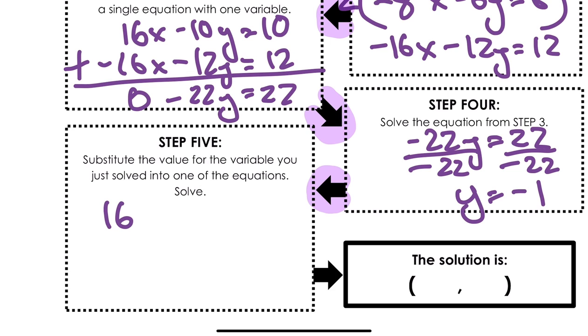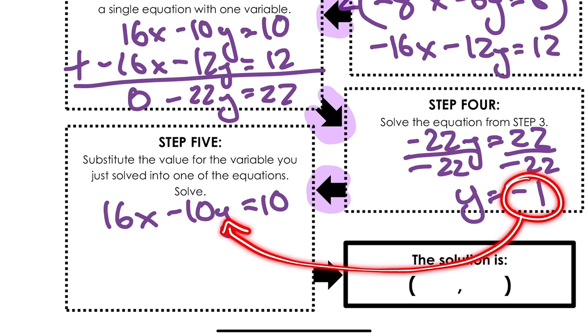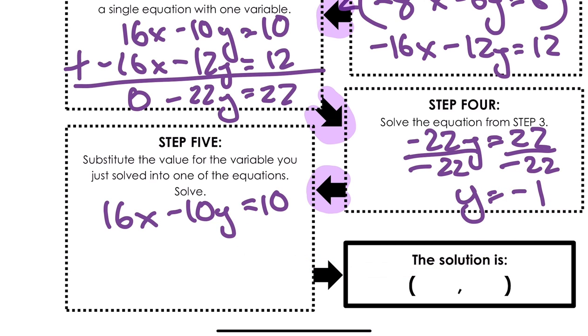So I'm going to rewrite this. 16x minus 10y equals 10. But I already know that y is negative 1. So I'm going to take this negative 1 and put it into our y. So I got 16x minus 10, instead of y we have a negative 1, equals 10. And then we just solve it from there.